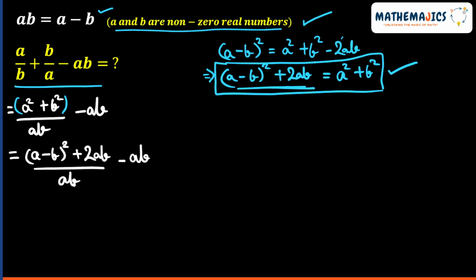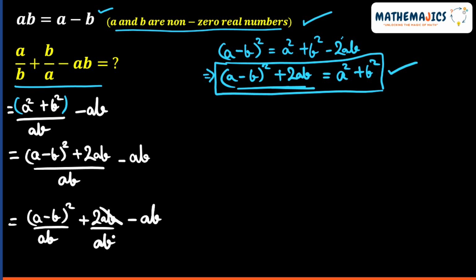In the next step, we can split the denominator AB between these two terms and we will get A minus B whole square upon AB plus 2AB upon AB minus AB. Correct? Now this AB and AB can be cancelled. And in the next step, we can write A minus B as, please look at the top, A minus B is nothing but AB.